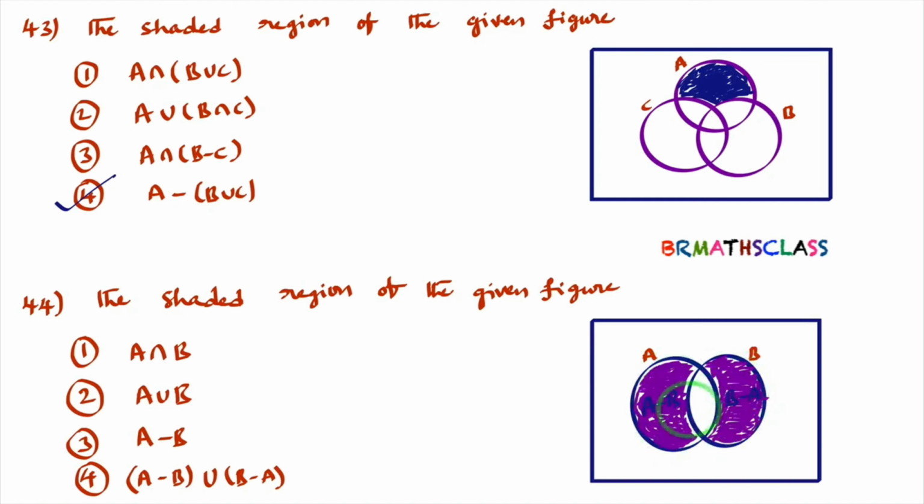So which option is the right option here? A intersection B is a wrong option. A union B means this whole thing will come, including this part also, so A union B is also wrong. A minus B means only this part. Here this part is also mentioned, so this is also wrong. So you see, A minus B union B minus A. This is A minus B union B minus A. So what is the right option? Fourth option is the right option. I hope you are understanding.